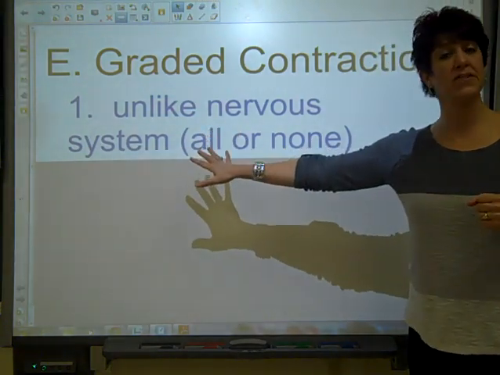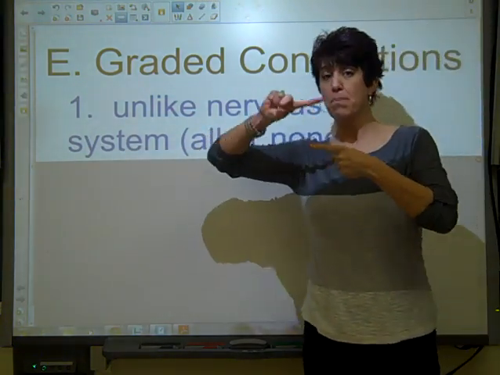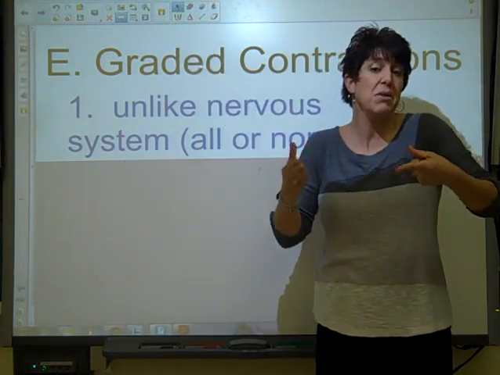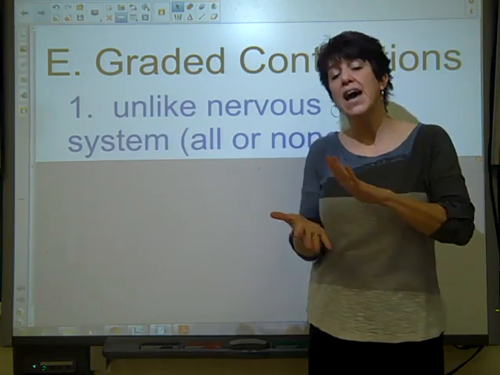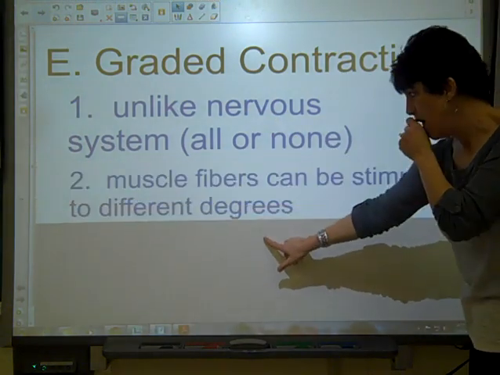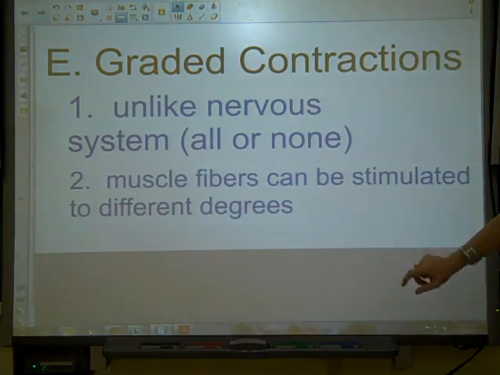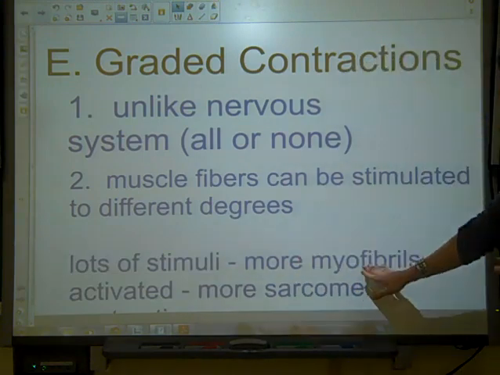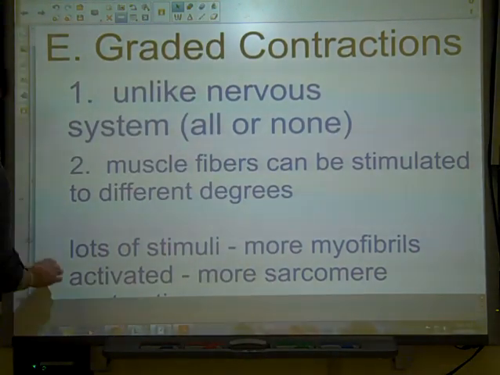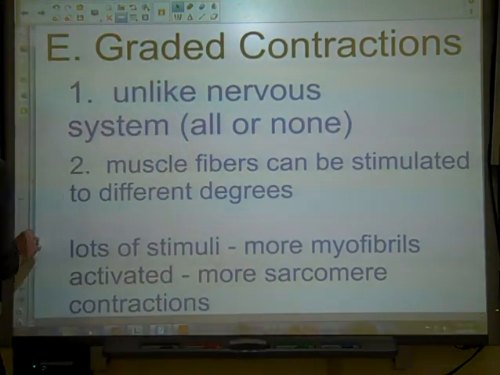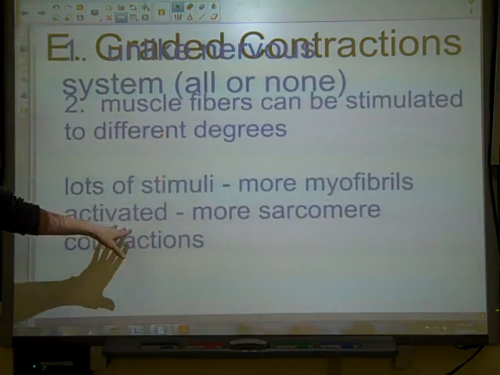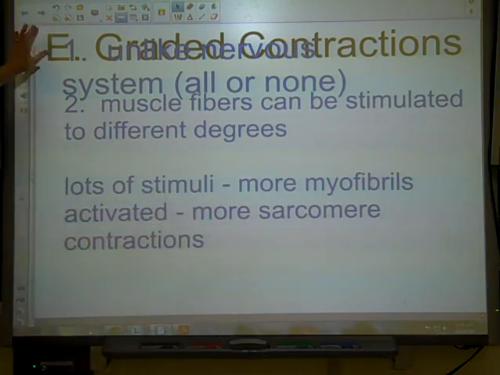So it is not like your nervous system. Remember, your nervous system either met the threshold and fired that action potential impulse, or if it didn't meet the threshold, it didn't fire. Nerves have what we call an all or nothing response. These have a graded response. Muscle fibers can be stimulated to different degrees. So, lots of stimuli, more myofibrils being activated, more sarcomeres contracting.